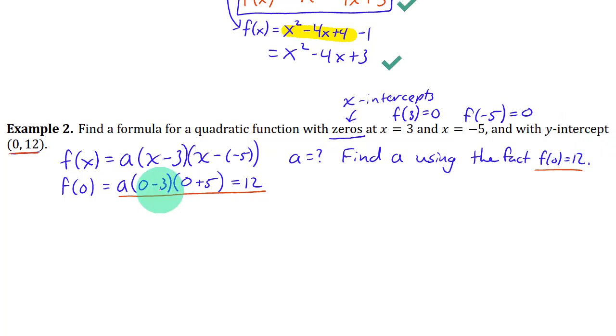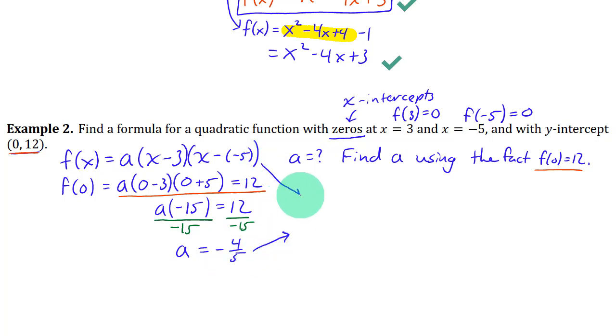So let's see. We can do -3 times 5. That's going to give you a times -15 equals 12. And then to find a, you can just divide both sides by -15. That will give you a equals, you can reduce this fraction, -4/5. So you can now say that the formula for this function with that value of a is f of x equals -4/5 times (x minus 3) times (x plus 5).